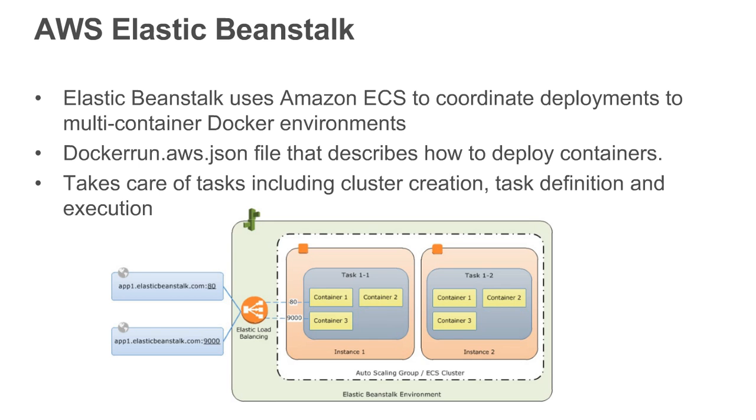You can simply upload your application code that is written in Java, PHP, .NET, Node, and several others, including Docker containers, Docker applications, into Elastic Beanstalk. And Beanstalk will go and build the server environments and load your application code on top of it. In case of Docker, Elastic Beanstalk takes advantage of ECS as a building block in order to deploy multi-container Docker environments.